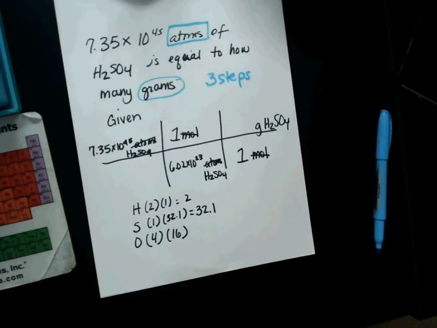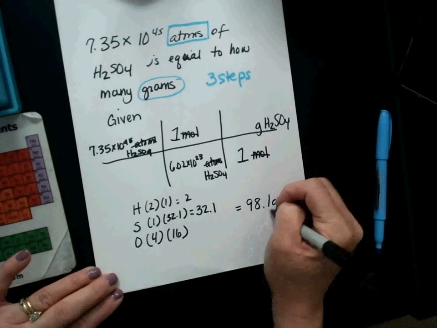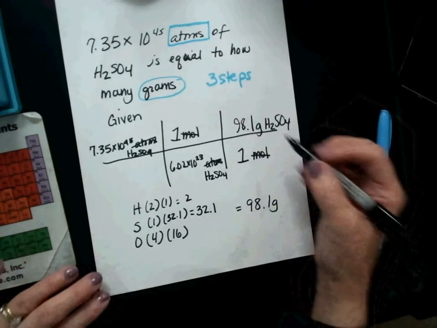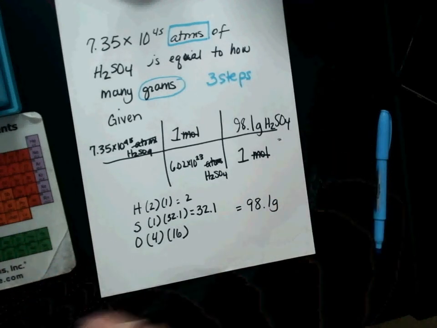You got it, Annika? What is it? Good. So this is 98.1 grams. And notice how it works out. I had grams per mole. So now I can do the math.